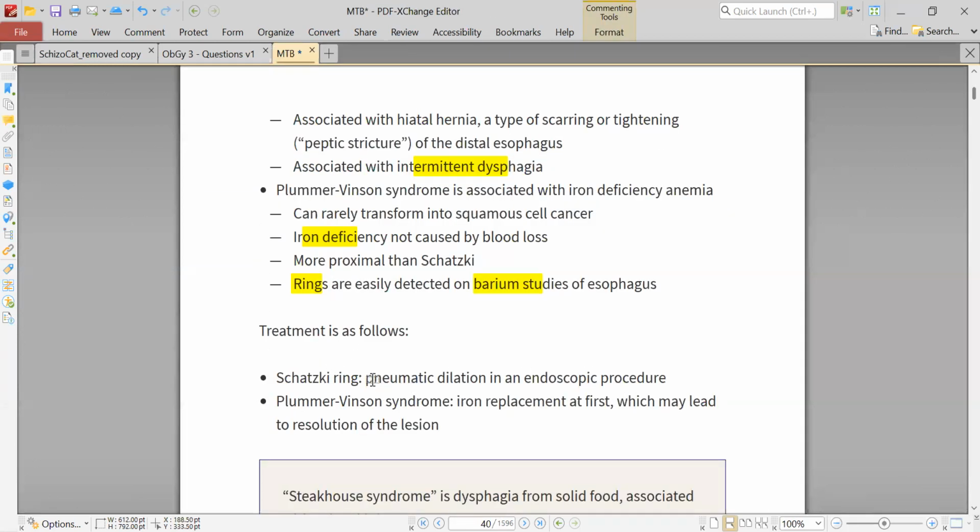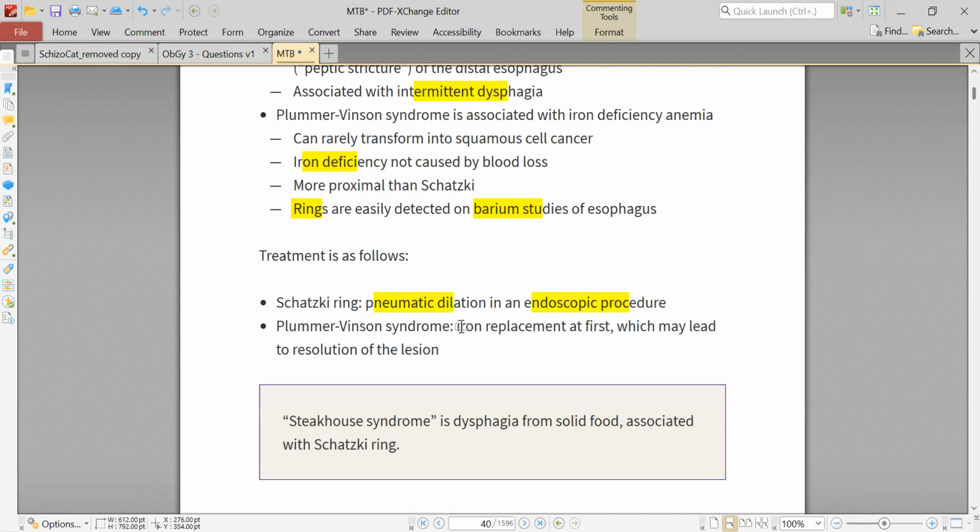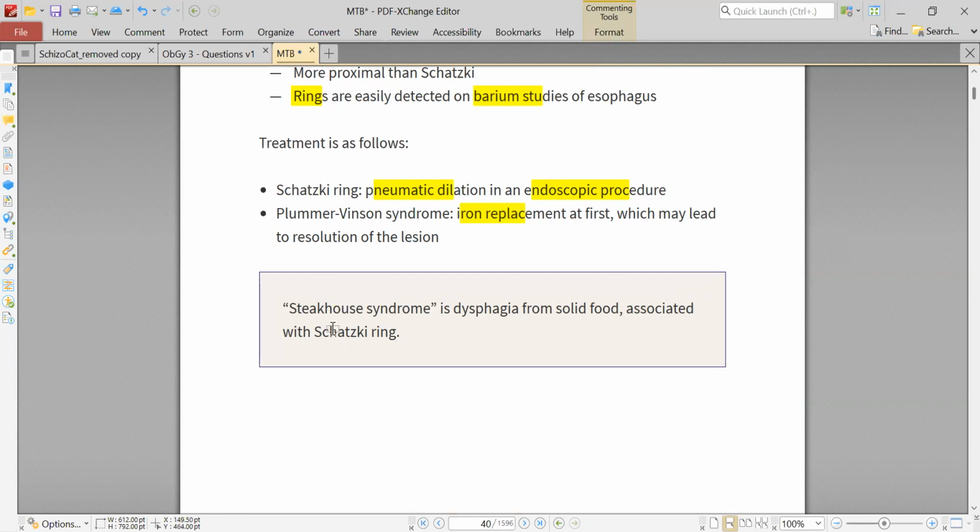Treatment of Schatzki ring: you have to use pneumatic dilatation, an endoscopic procedure. Plummer-Vinson syndrome, how do you treat? Iron replacement at first, which may lead to resolution of the lesion. Schatzki rings: it is the steakhouse syndrome, dysphagia from solid food associated with the Schatzki ring.